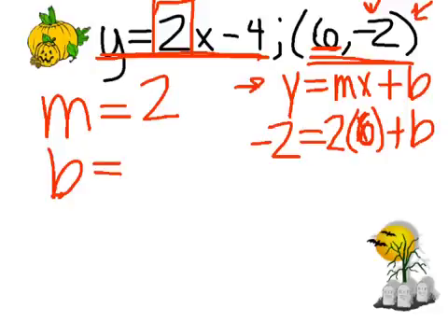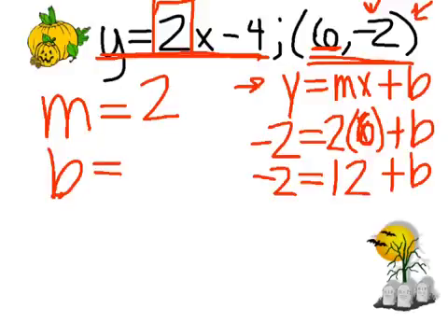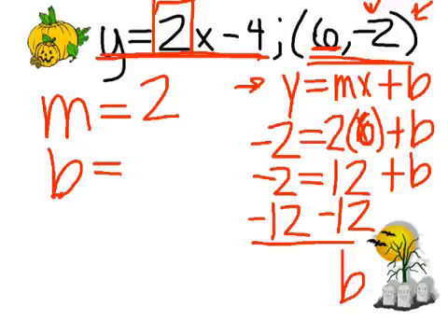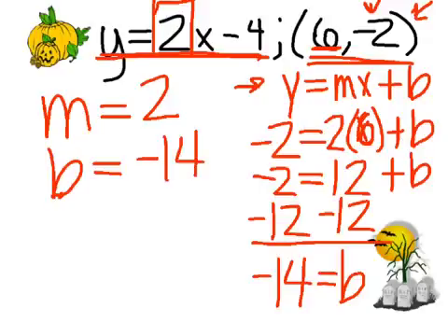Now we just need to solve this equation for b. What do we do first? Times 2 and 6, and that'd be 12. We have negative 2 on the left, and multiplying 2 and 6 gives us 12 plus b. Then we subtract 12 from both sides, because we want to get b by itself. Negative 2 minus 12 is going to be negative 14. Good. So our y-intercept is going to be negative 14.